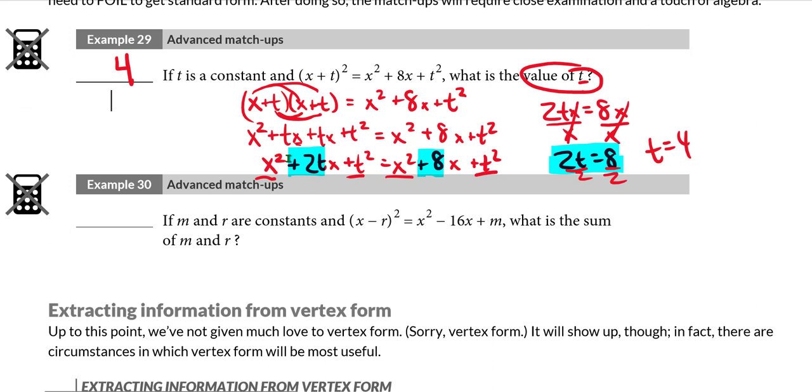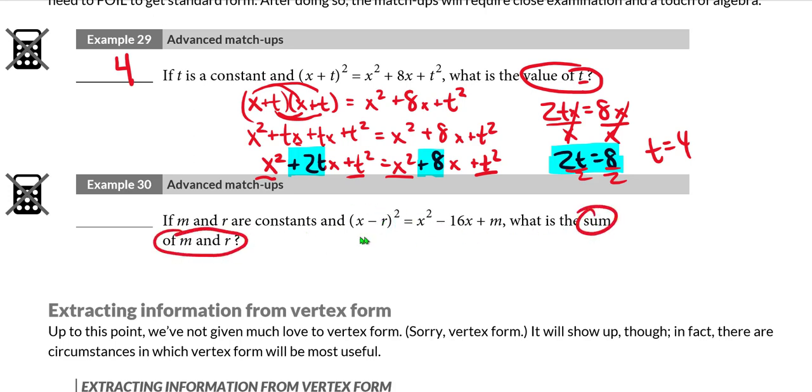Next, I have example 30. If you want to try this one on your own, pause the video and do so. Very similar to the previous question, I've got x minus r squared. That's a factored form. Quadratic equals x squared minus 16x plus m. That's a standard form quadratic, so factored equal to standard form. They want the sum of m and r.